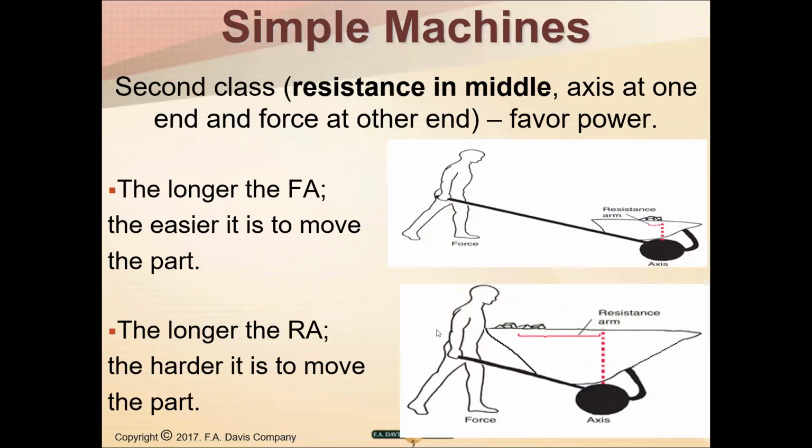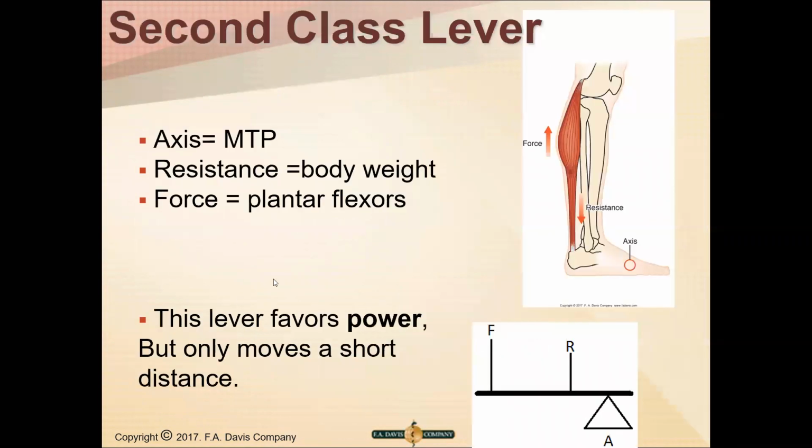Second-class lever, the resistance is in the middle. The axis is at one end and the force is at the other end. This is a power mover, right? Wheelbarrow is a great example of that. The longer the force arm, the easier it is to move the part. The longer the resistance arm, the harder it is to move it, just like before.